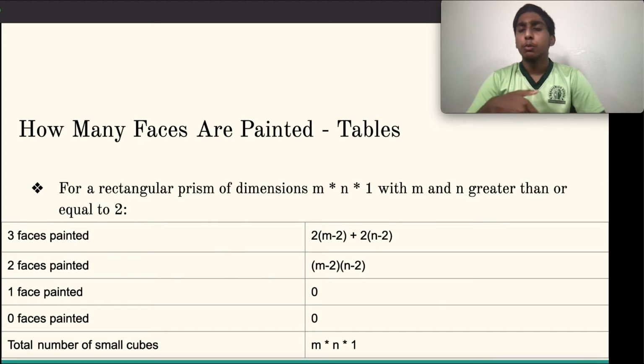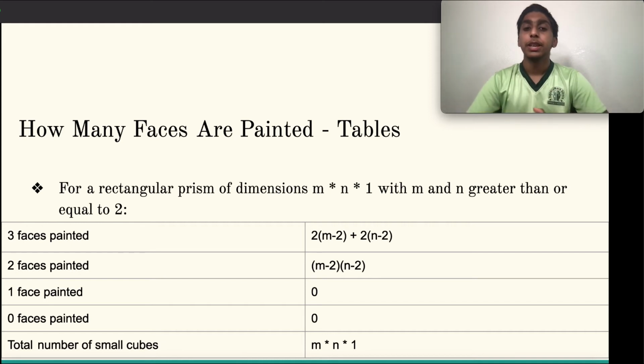Alright, now this is some more tables, but these are for different situations. For a rectangular prism of dimensions m times n times 1, with m and n greater than or equal to 2, 3 faces painted, well, that's going to be 2 into m minus 2 plus 2 into n minus 2. For the number of blocks with 2 faces painted, that's m minus 2 into n minus 2. For the ones with 1 face painted, it's 0. For the ones with 0 faces painted, it's 0. The total number of small cubes here, that's just m times n times 1.